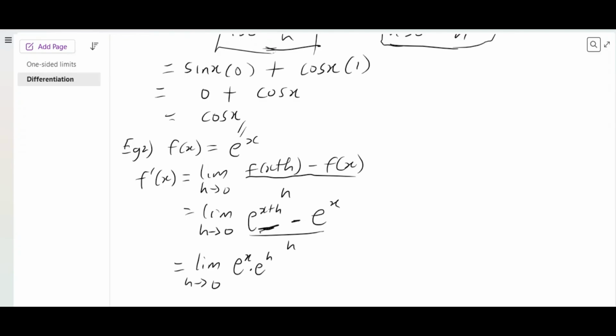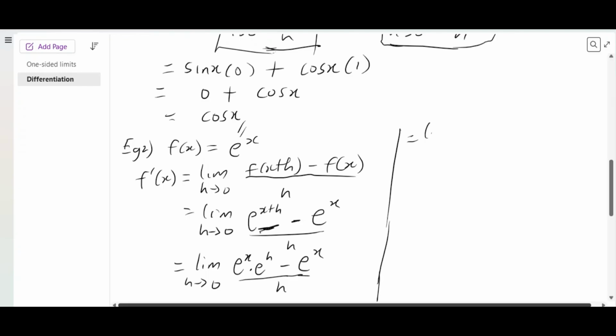You remember the law of indices: if the bases are the same, we add the exponents. So since the exponents are being added, I can break it down into multiplication, then minus e to the power x, all over h. For the sake of space, I'm going to continue from here. Then I'll take the limit as h approaches 0 of, now look at something, I'm going to factor e to the power x out because each term has a common factor, which is e to the power x.